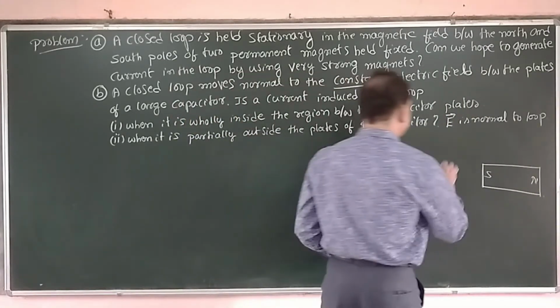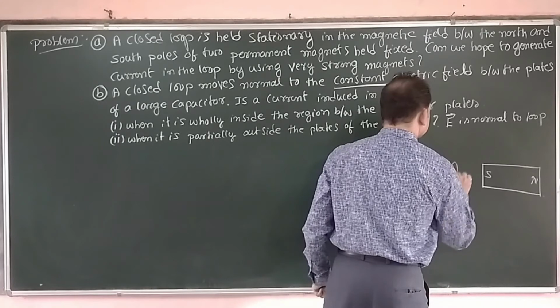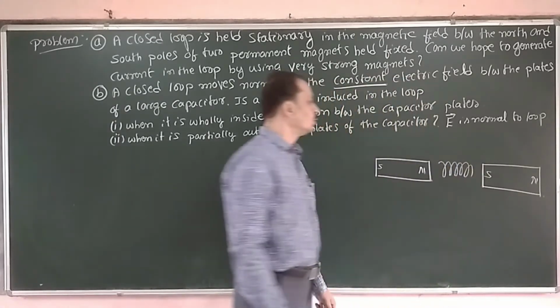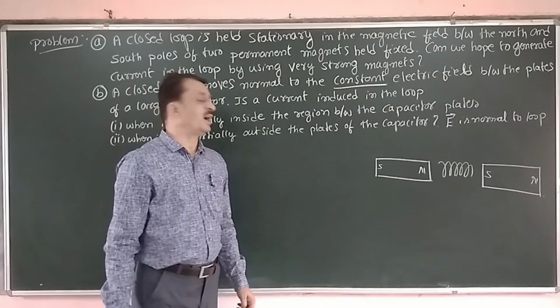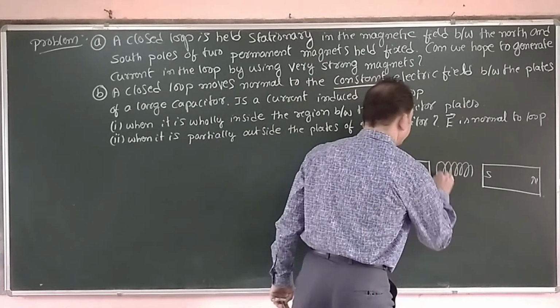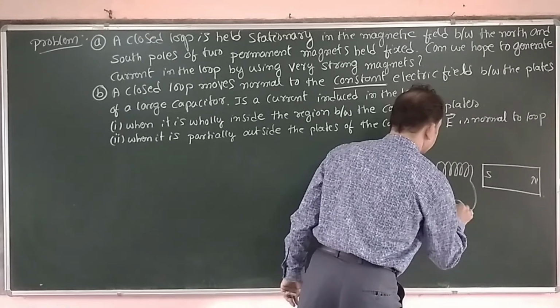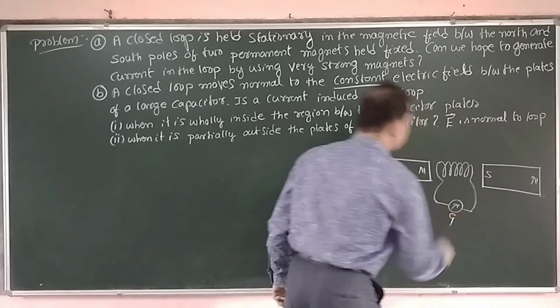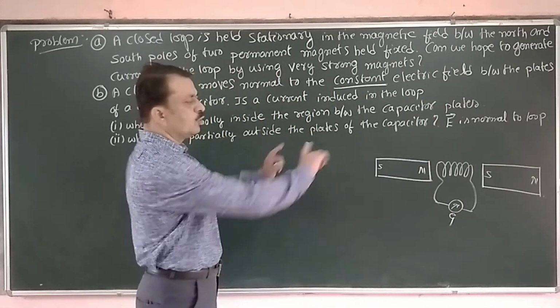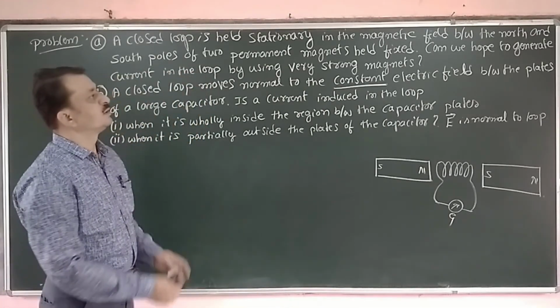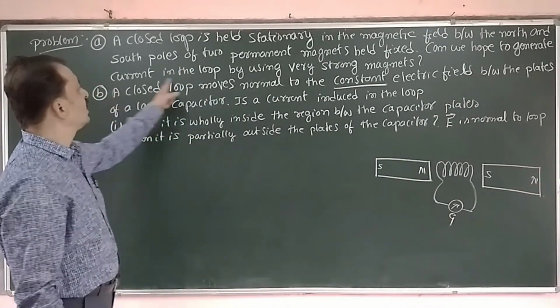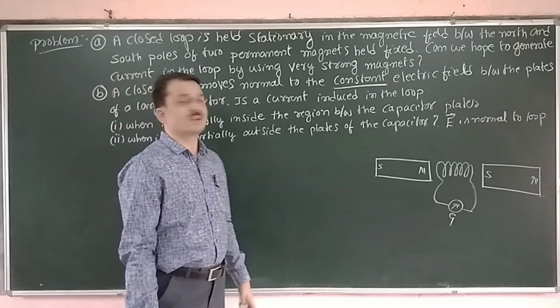Now between them a coil, a loop, is held. This loop is held between two magnets. Can you hope to generate current in the loop by using very strong magnets?